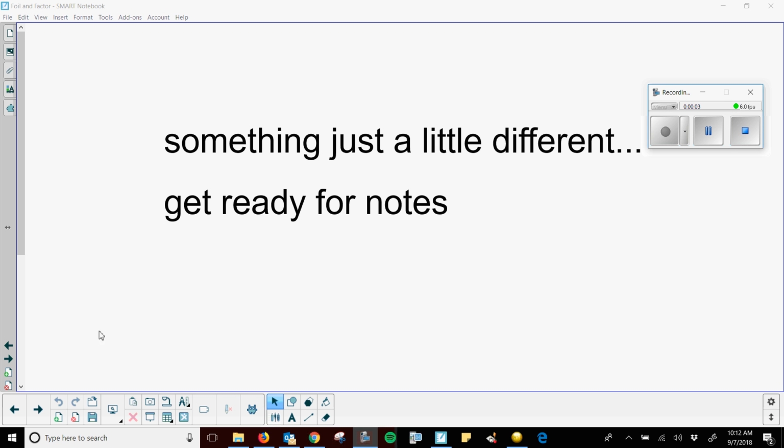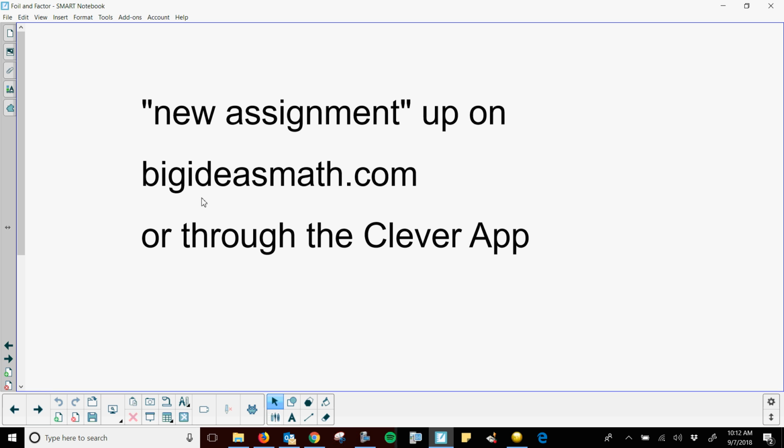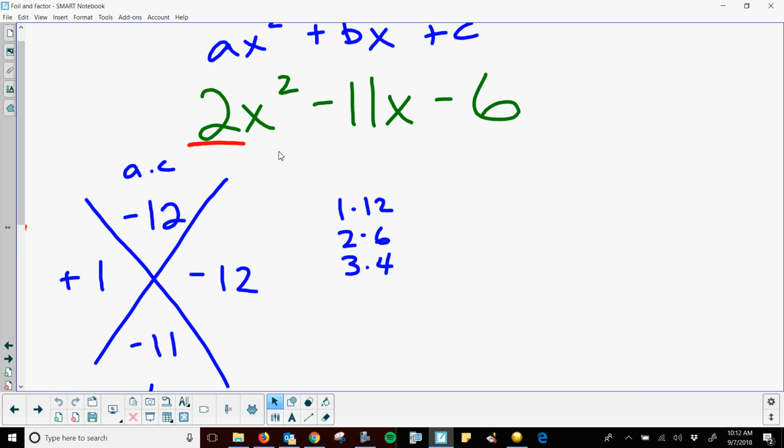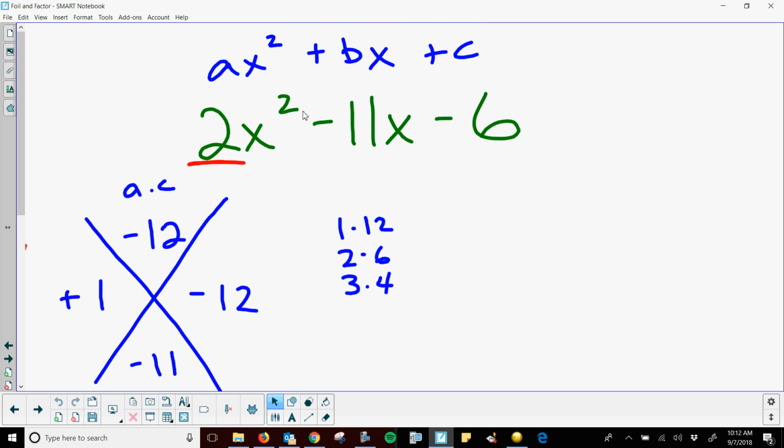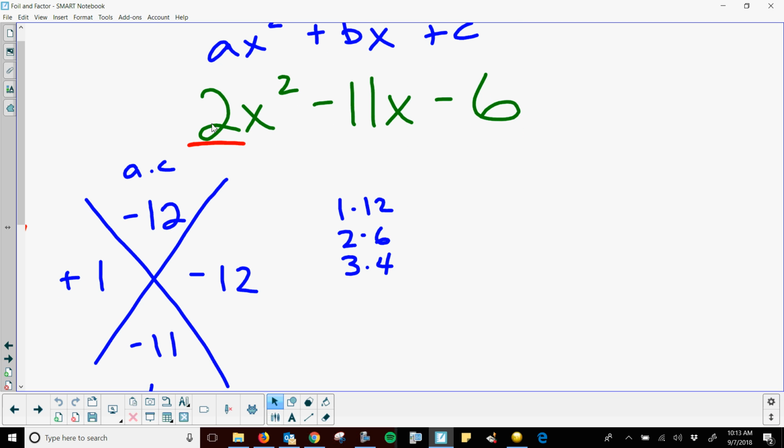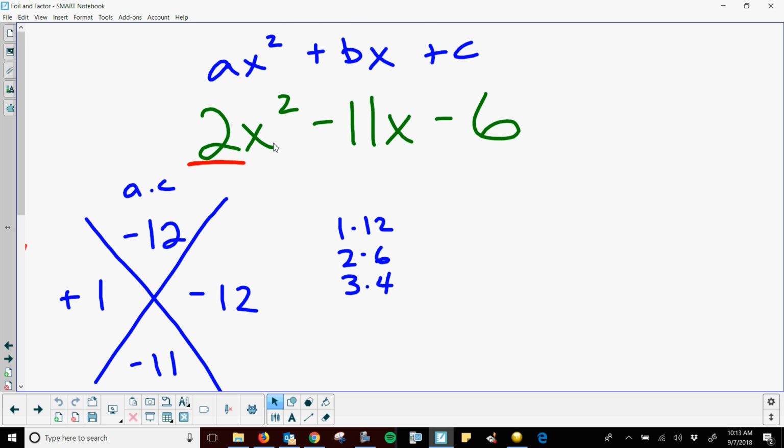All right, so here's day 4. We're gonna do something a little bit different. We had a new assignment up, and basically all the ones previous that we've done with our X factor had a value of 1 for A. So now what happens when A is not 1?